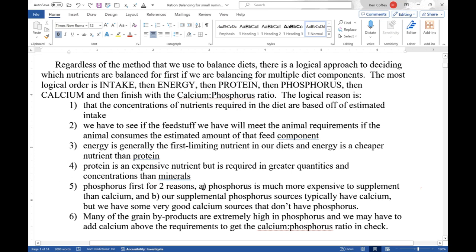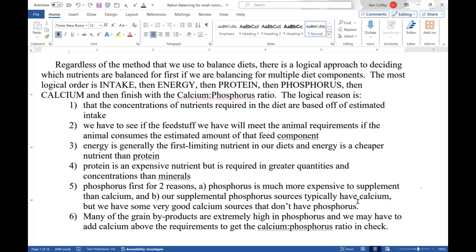Then we go to minerals, and we go to phosphorus first. The reason we go to phosphorus first is, first of all, because phosphorus is expensive, much more expensive than calcium. Secondly, our supplemental phosphorus sources typically contain calcium. For example, dicalcium phosphate has more calcium than it does phosphorus. But we have some really good calcium sources that don't have phosphorus. For example, ground limestone, calcium carbonate, those have just some phosphorus contamination, but nothing to really, we're not going to use that as a phosphorus source. So keep that in mind.